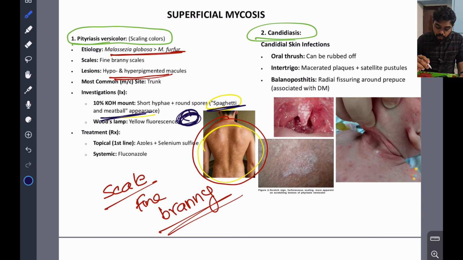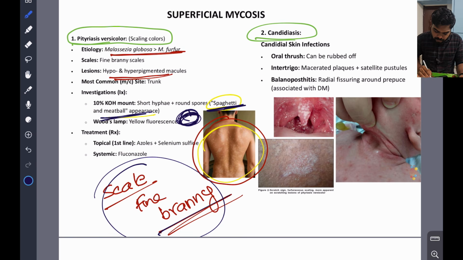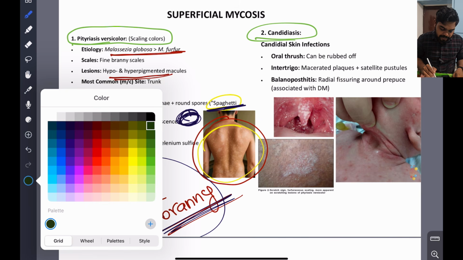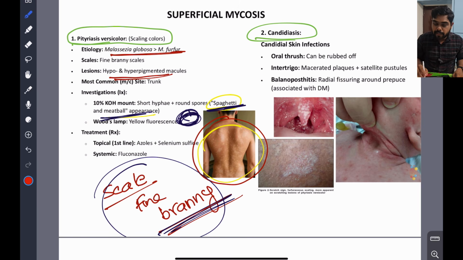So you should know the clear history. A diagram of the trunk will be there, and Malassezia globosa and Malassezia furfur, hypo and hyperpigmented macules will be there, and in the KOH mount a spaghetti and meatball appearance will be there. This is very important in superficial mycosis, Pityriasis versicolor. So the fine bran scale is very important. We are going to discuss the different scales in dermatology today also. So the next one is very easy and simple, nothing but candidiasis.